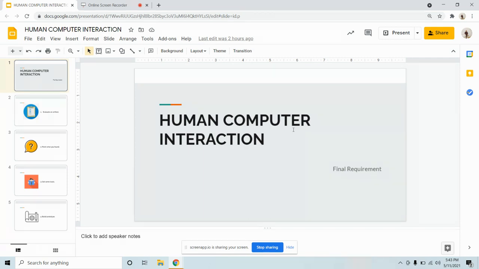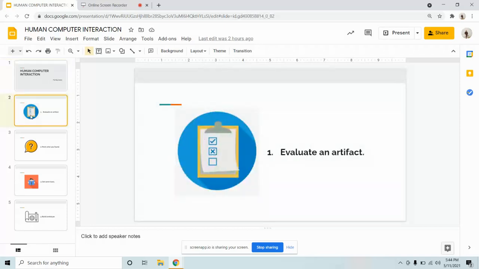This is the details of the final requirement as posted from our previous interactions at Google Classroom. Basically, the final requirement, as I discussed at the online session attended by some of your classmates a while ago, is for you to perform four major steps, and these are the following. The first one is I need you to evaluate an artifact.